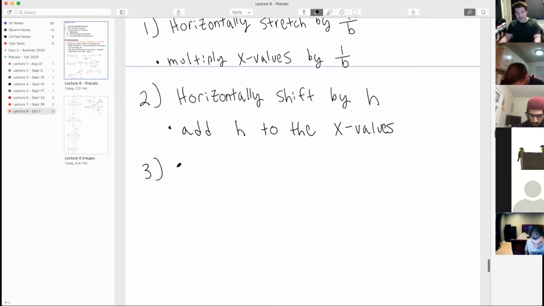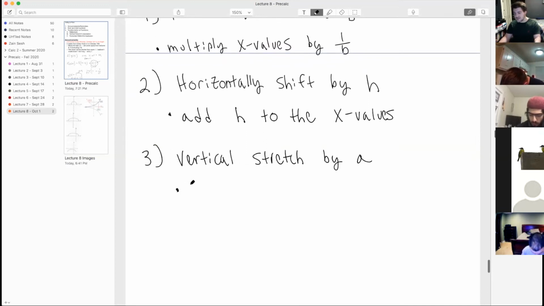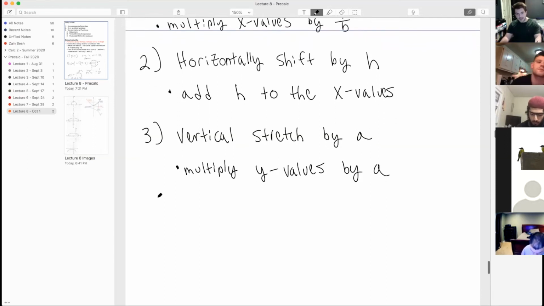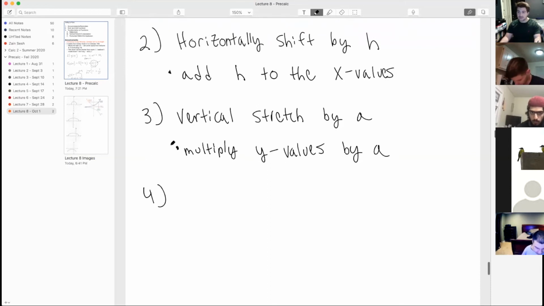Third thing you do, now you do your vertical stretch by A. And what's the algebraic interpretation of that? You multiply y values by A. And the final thing, this is the last thing you do when you're given a bunch of transformations, you vertically shift by K.